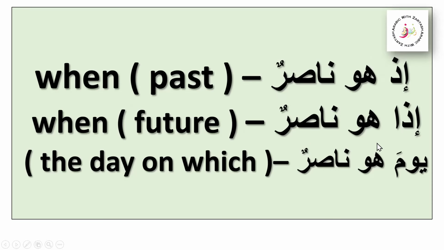We have idha huwa nasirun. Now we can say that idha is going to push the meaning into the future tense, and again it means "when". We have then yawma huwa nasirun, the day on which huwa nasirun. So this is idha and yawma. The big difference that we are going to learn is that idh pushes the meaning into the past, idha is going to push the meaning into the future tense, and yawma is just talking about a particular day, like something happened.